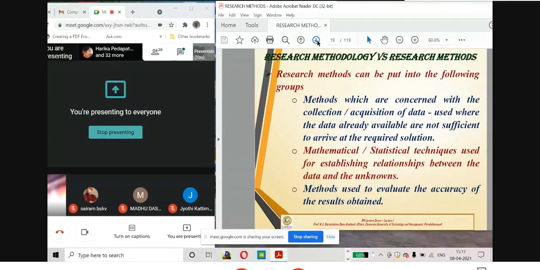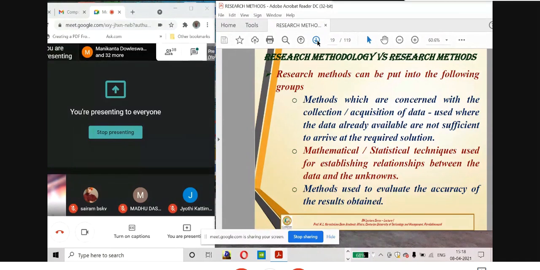So what is the difference between research methodology and research methods? Now, research methods can be put in the following groups. What are they? Methods which are concerned with the collection or acquisition of data, used whether the data is already available or not sufficient to arrive at the required solution.